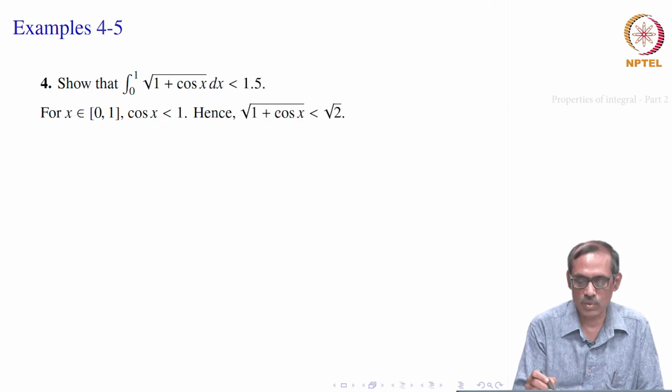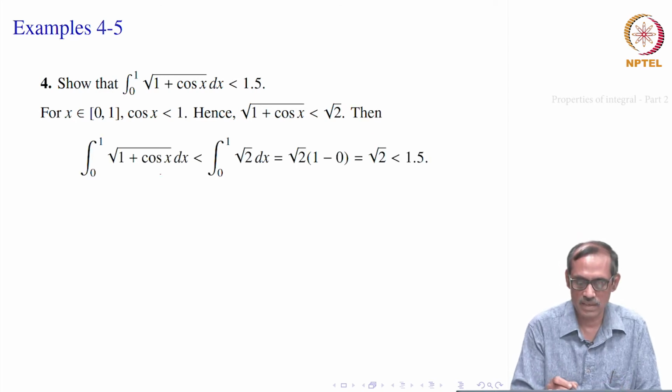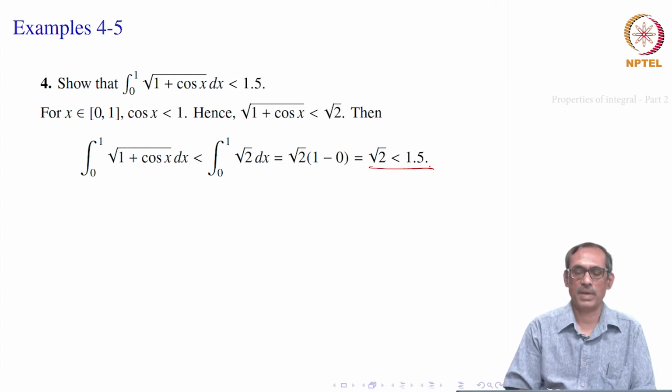So, then square root of 1 plus cos x will be less than square root of 1 plus 1, which is root 2. So, f of x is less than or equal to g of x, where g of x is equal to root 2, a constant function here, which we can readily integrate, right. So, the integral from 0 to 1 of this will be less than the integral over 0 to 1 of root 2 dx, which is root 2 times 1 minus 0, it is k times b minus a, that gives root 2, and root 2 is smaller than 1.5.